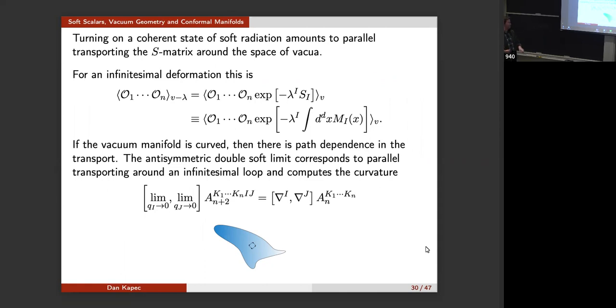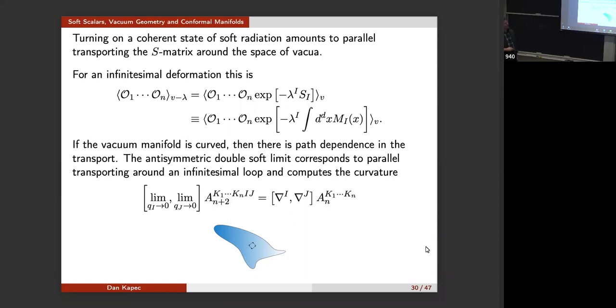All right. So in this language, turning on a coherent state of soft radiation just amounts to parallel transporting around in the space of bulk vacua. If you're just doing it in a particular direction or just working infinitesimally, then you just exponentiate that soft operator. That turns on some coherent state of soft radiation, and that moves you a little bit around in the space of vacua. But if the vacuum manifold is curved, then actually there's path dependence in these deformations. Okay? In other words, there can be holonomy when you go around in a little loop in the conformal manifold.